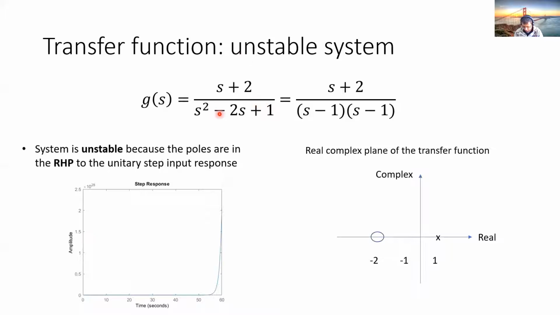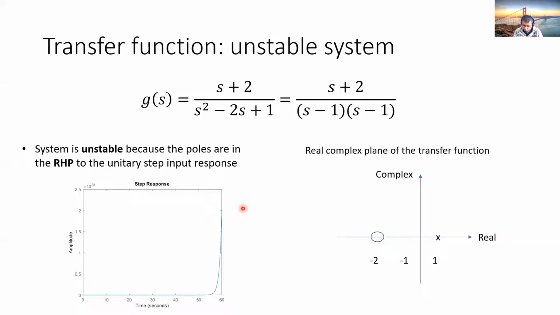However, if we change the sign here, same system but we just change the sign, our roots will now be located in the right half plane. So our system response will be unstable, as you can see here. You see that the response is going towards infinity as t goes to infinity. So this is an unstable behavior and we don't want that.